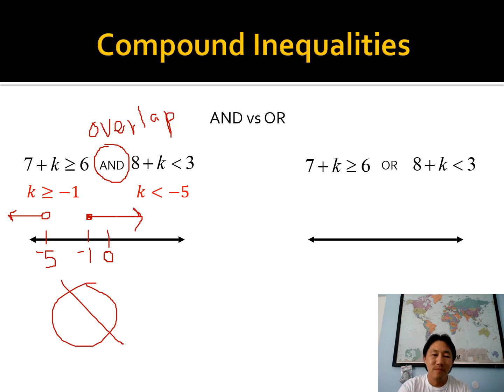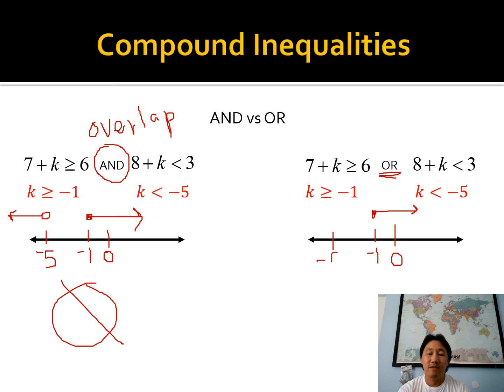Okay? Now let's do the same problem, but with or. When it's an or problem, there's our answer, there's our answer. Our graph looks the same. Here's 0. Here's 1. Closed circle, going to the right. Here's -5. Open circle, going to the left. When it's an or question, it doesn't matter if it's overlapping or not. When it's an or, then the answer is whatever the graph looks like. So in this case, this is the answer.